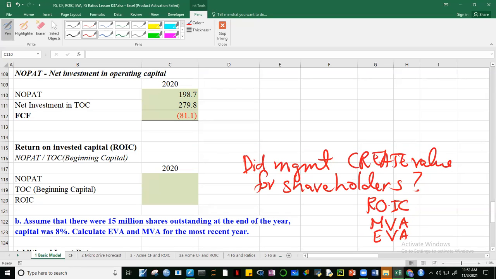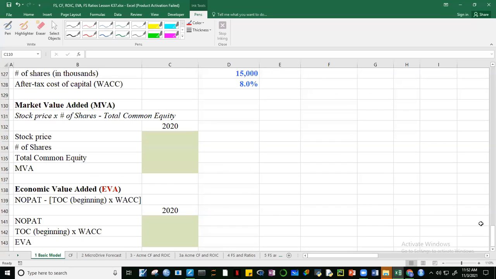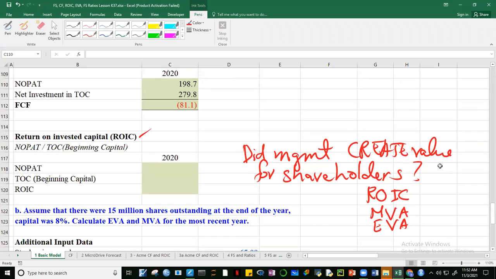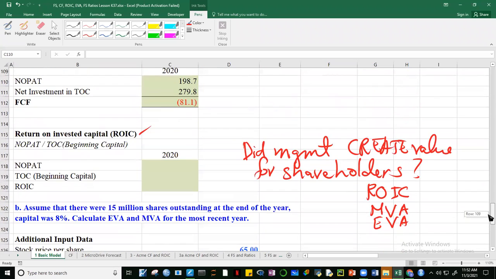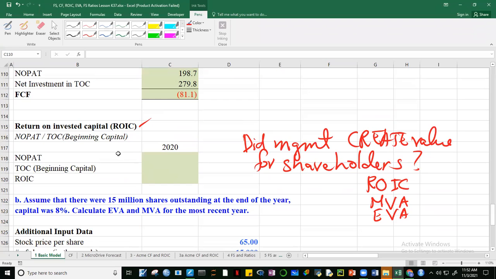Okay, so these three metrics: return on invested capital, and then we have here MVA, market value added, and also EVA, economic value added. We're going to use that in order to answer the question if management was able to generate or create value for the shareholders. Okay, let's start first with the ROIC, return on invested capital.